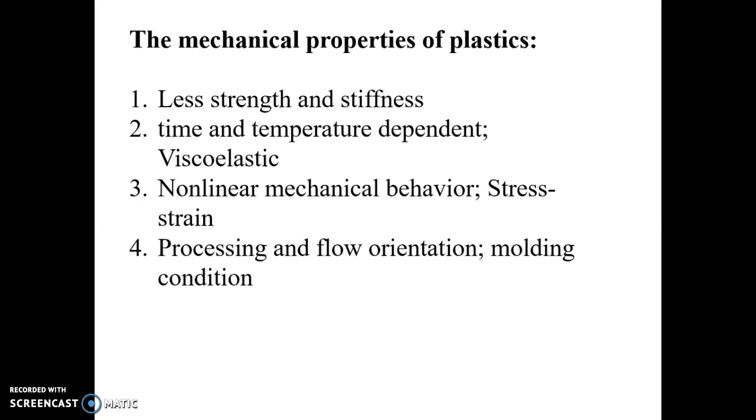Okay, the mechanical properties of plastics differ from metals in several important ways, such as less strength and stiffness. Secondly, mechanical properties are time and temperature dependent. Third, plastics typically exhibit nonlinear mechanical behavior, which is the stress-strain curve, and the processing and flow orientation can greatly affect the properties. So we are going to discuss this point in this chapter.